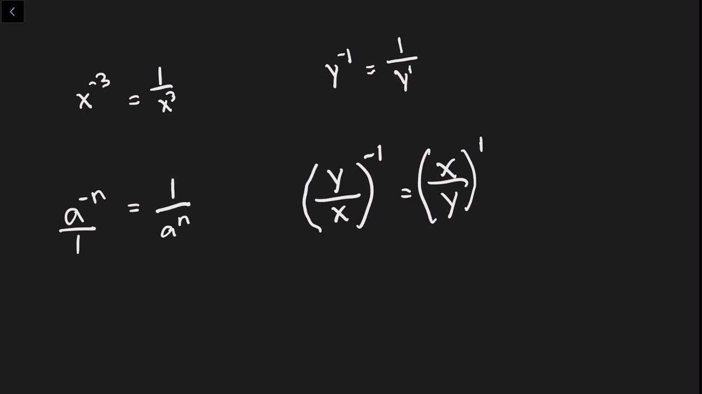And it also works the other way around. If we have 1 over x to the negative second power, that is the same as x to the positive second power, because what we did here is we flipped our fraction and just made the exponent positive. Let's do an example of this while also trying to combine some rules.